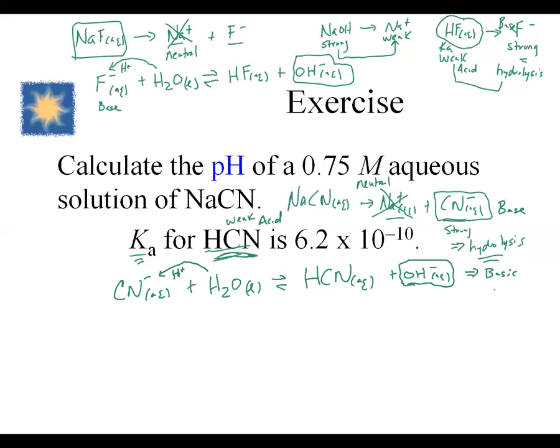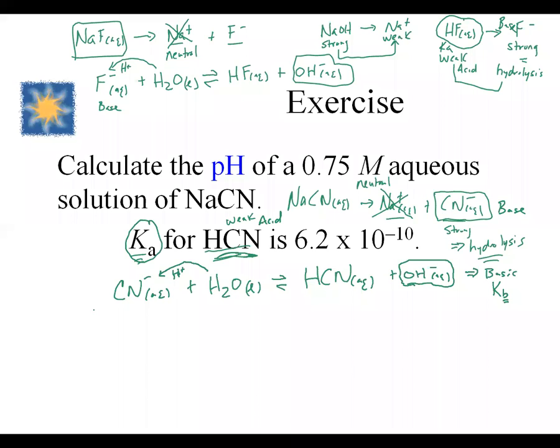And when we do the calculation, we also know that we do need the Kb value as opposed to the Ka value that was given to us. Any questions on how we got to that point?